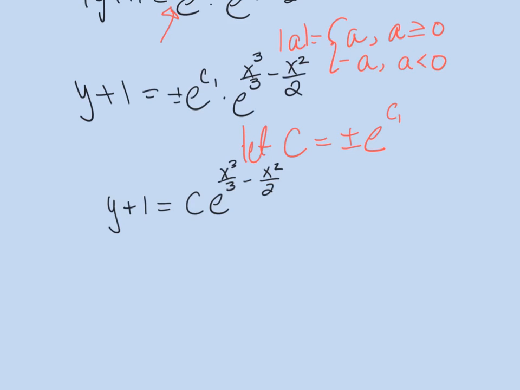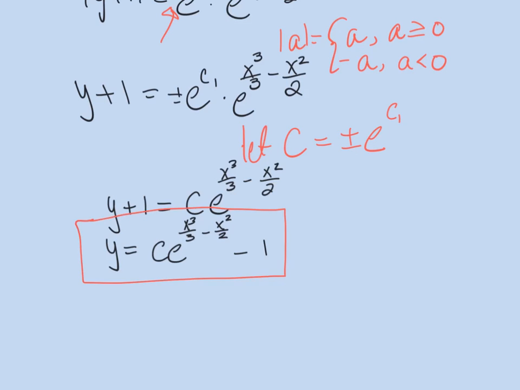Lastly, I'm going to move 1 to the other side of the equal sign, so I've got y is equal to C e raised to the x to the 3rd divided by 3 minus x squared divided by 2 minus 1. And this is our general solution to our differential equation that we started out with. You should verify that there are no singular solutions on this one.